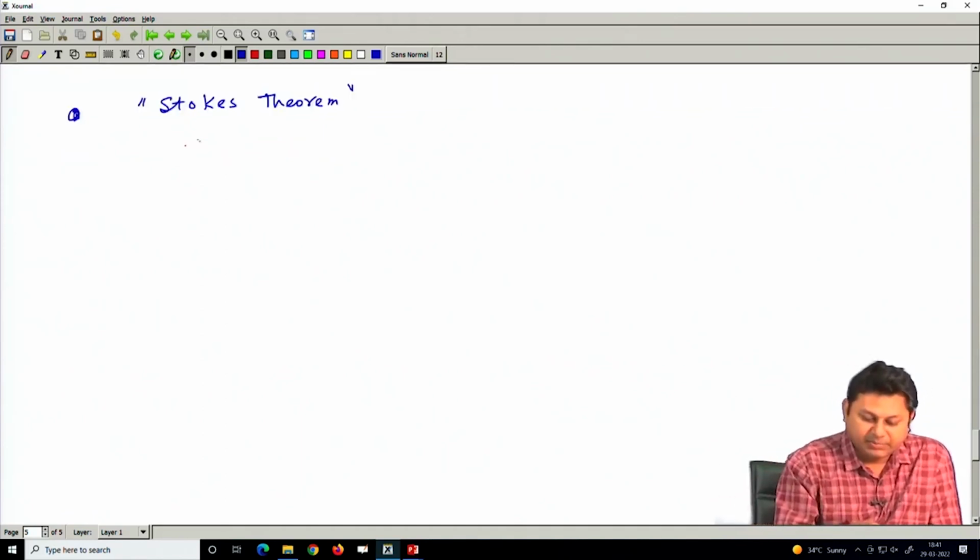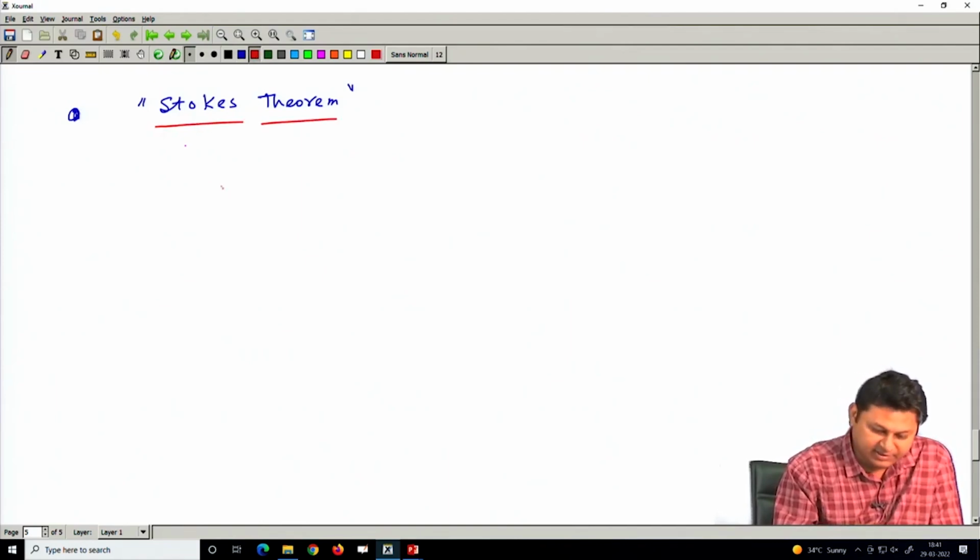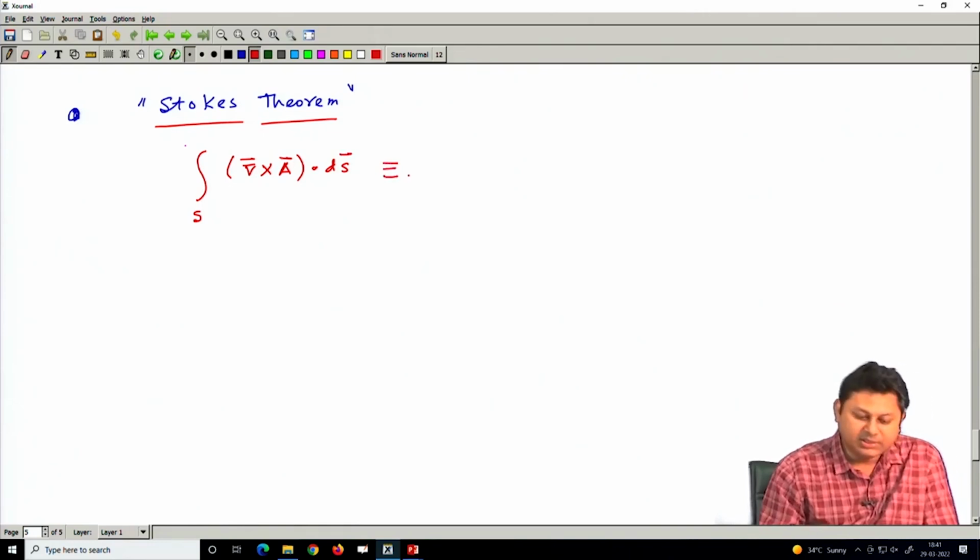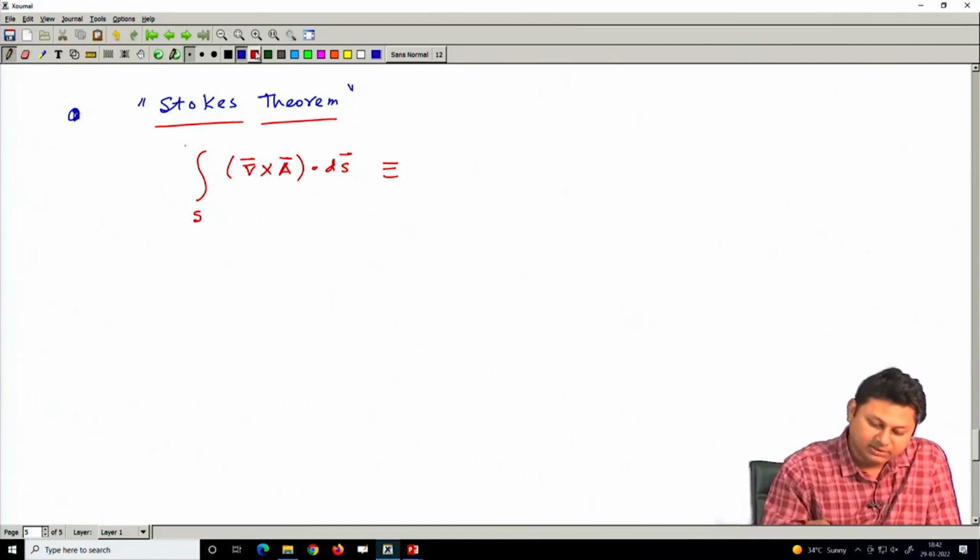Okay, let us try to understand the mathematical statement of the Stokes theorem. Let me write it down first. It says that if I am calculating a surface integral of a curl of a vector field over a surface, that quantity is the same value we get if I calculate a closed line integral of this vector field over the given line.